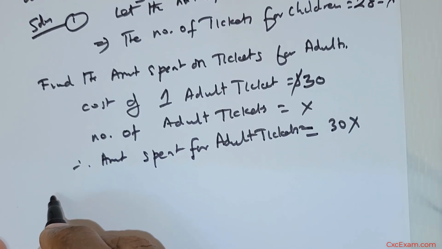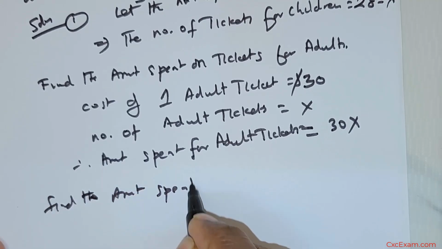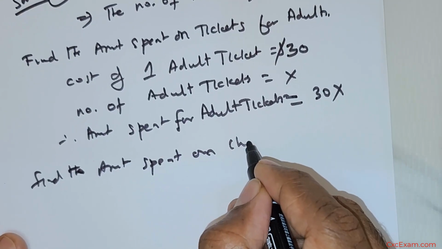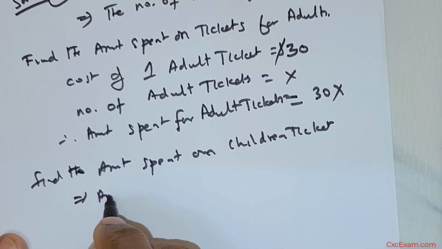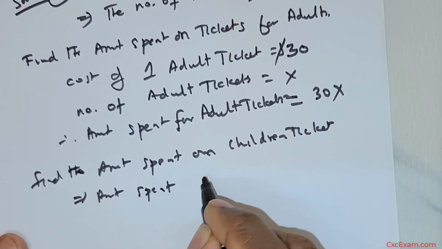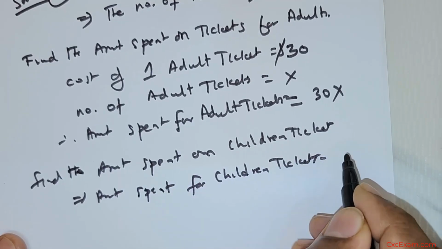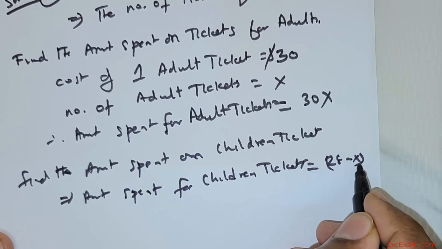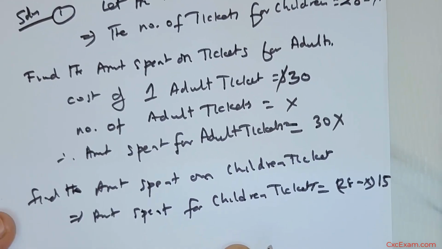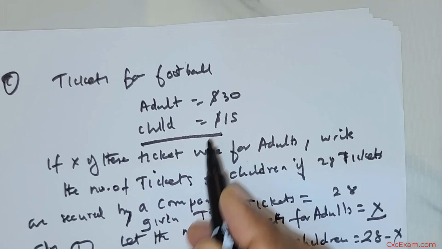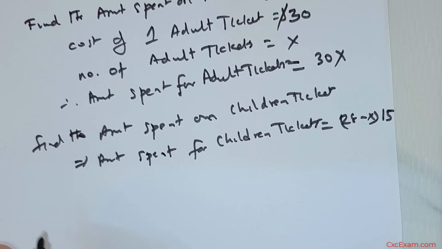Now they're asking us to find the amount spent on children ticket. So this means amount spent for children ticket is equal to 28 minus x multiplied with what? $15. The price of one child's ticket is $15. So that's the value you have to place.